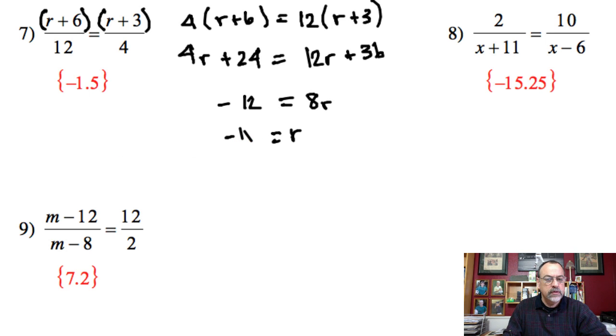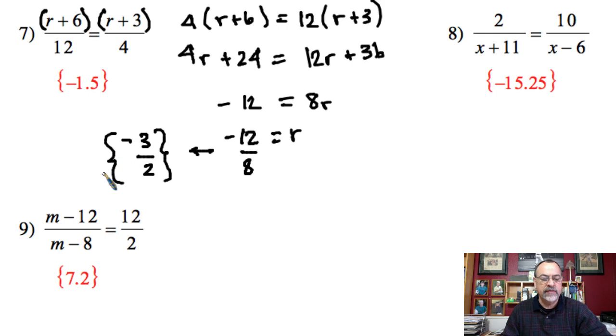So r is going to be negative 12 over 8. Oops, got a little glitch in the computer there. And then dividing both by 4 is going to be negative 3 halves, which is negative 1 and 1/2. Okay, so let's go ahead and leave it as a fraction there.